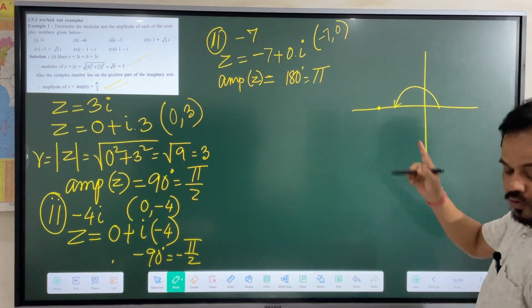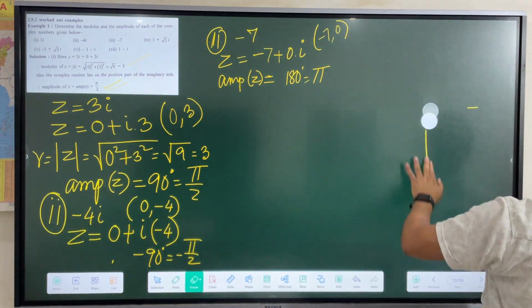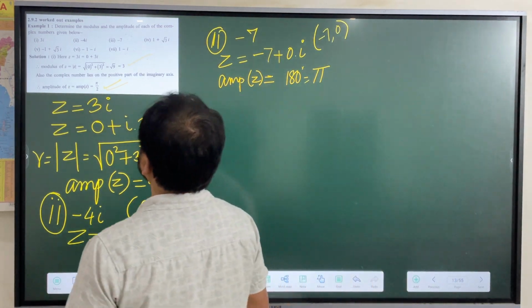This one I already explained, so I don't want to explain again. You can go back to the pages, pause the video and learn it again. You can see it again.